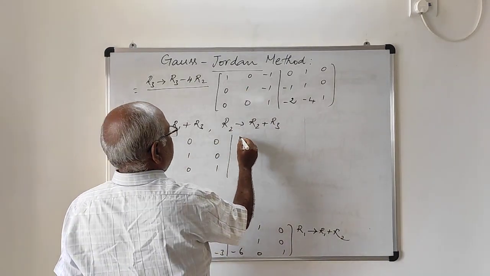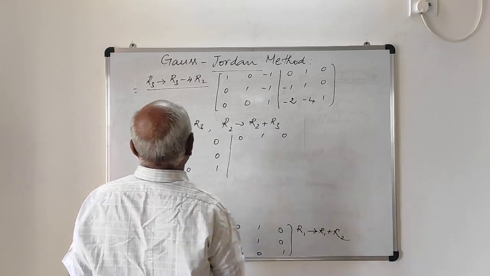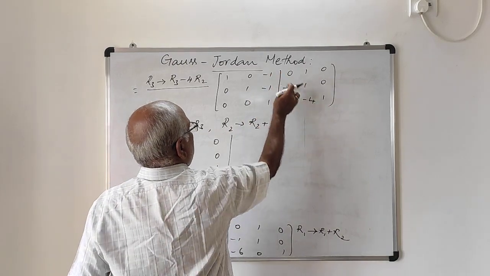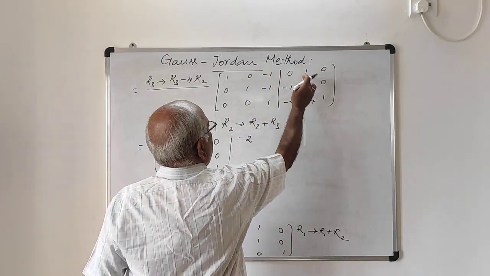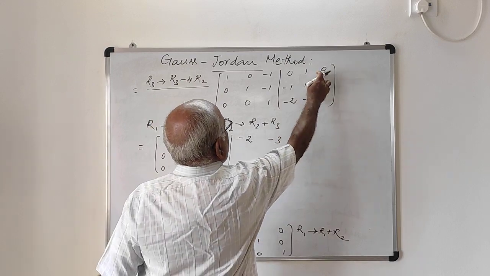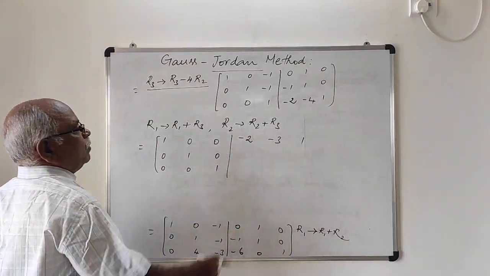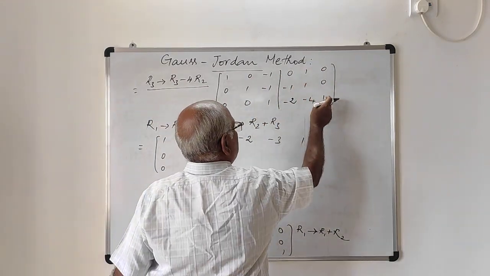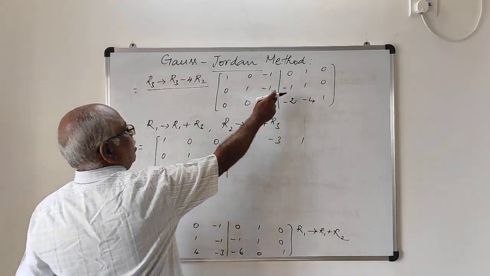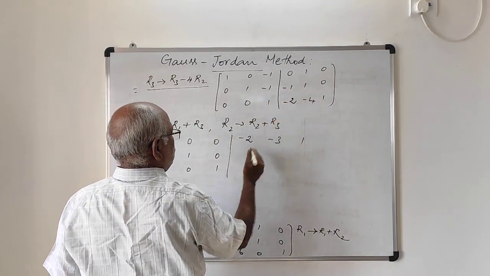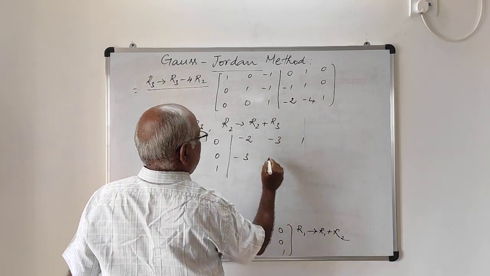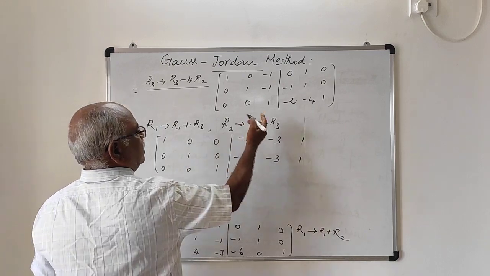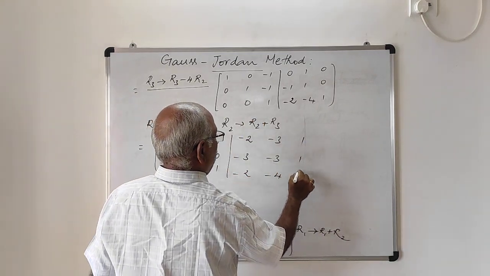The next here, first row as it is. Sorry, R1 is R1 plus R3. R1 plus R3: 0 minus 2 is minus 2. 1 minus 4 is minus 3. 0 plus 1 is 1. Similarly, R2 plus R3: minus 1 minus 2 is minus 3. 1 minus 4 is minus 3. 0 plus 1 is 1. And R3 as it is, you write minus 2, minus 4, 1.